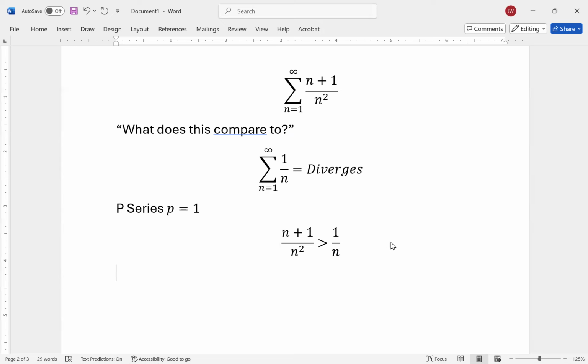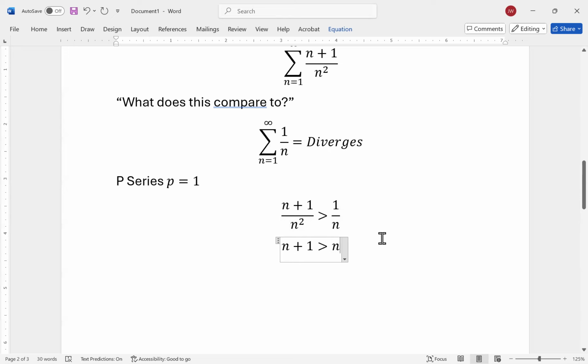You can see this by multiplying both sides by n squared. If I multiply the left-hand side by n squared, I get n plus 1. If I multiply the right-hand side by n squared, I just get n. And n squared is positive, so that's not going to flip the sign. So it's pretty easy to see that the left-hand side is bigger than the right-hand side.